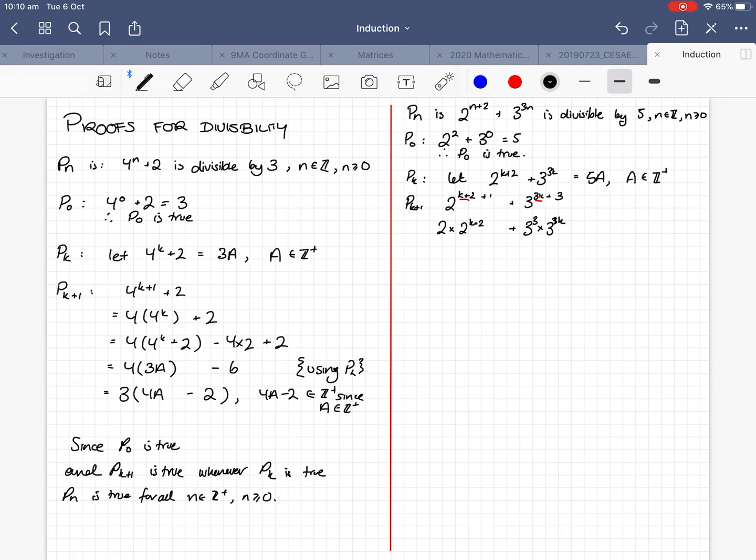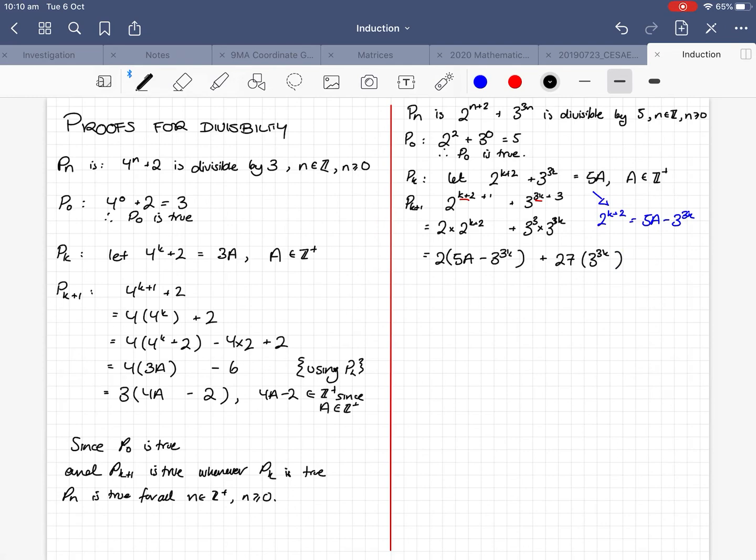What we really want to try and do is take that Pk value and now slot it in. So what we might do is just rearrange that Pk. So we might turn it into 2 to the power of k plus 2 is equal to 5a minus 3 to the power of 3k. What this then means is we can substitute it in for one of our powers, and then we're just going to sort of see what falls out afterwards. So we get 2 times 5a minus 3 to the power of 3k plus 27 times 3 to the power of 3k.